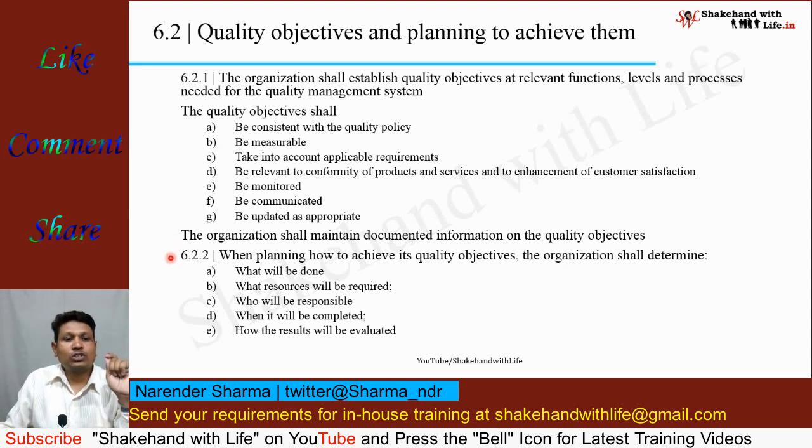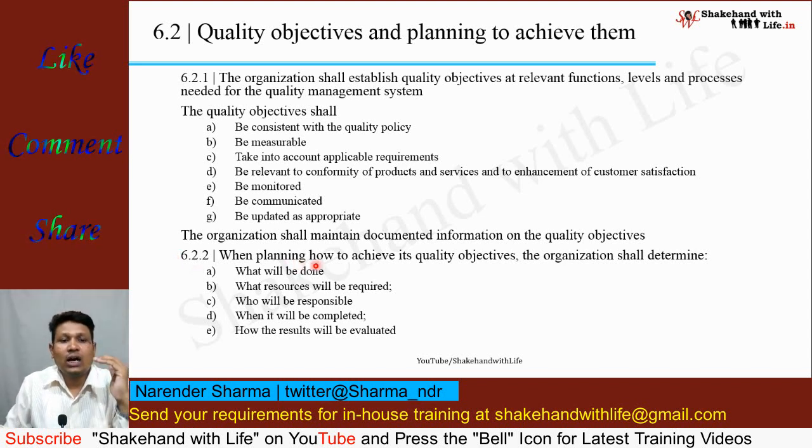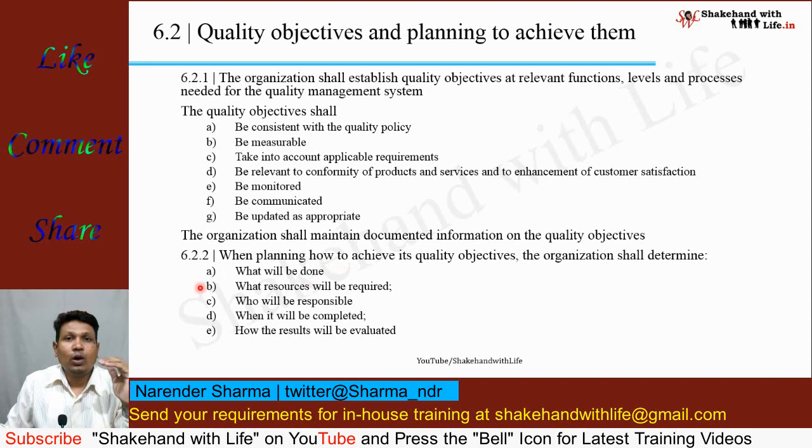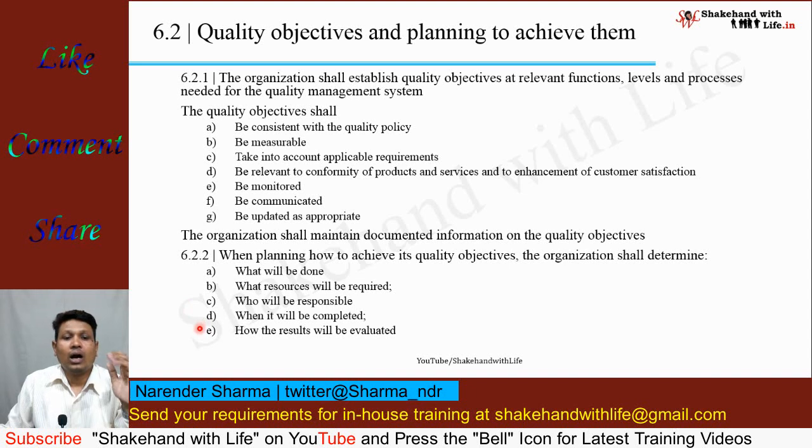Now, clause 6.2.2 is about the planning of how to achieve the quality objectives. Therefore, the organization shall determine: A, what will be done to achieve the quality objectives. B, what resources will be required. C, who will be responsible. D, when it will be completed. And E, how the results will be evaluated.